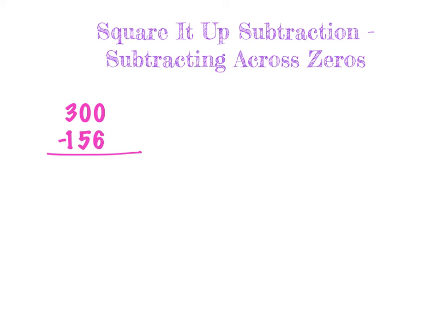Today I am going to teach you how to subtract across zeros with this cool new method called square it up. But before I can teach you that, we have to talk a little bit about place value. So let's take a look at the number 300.